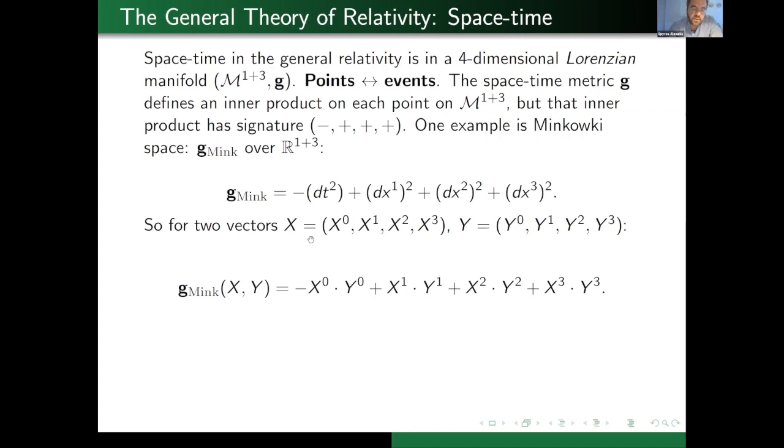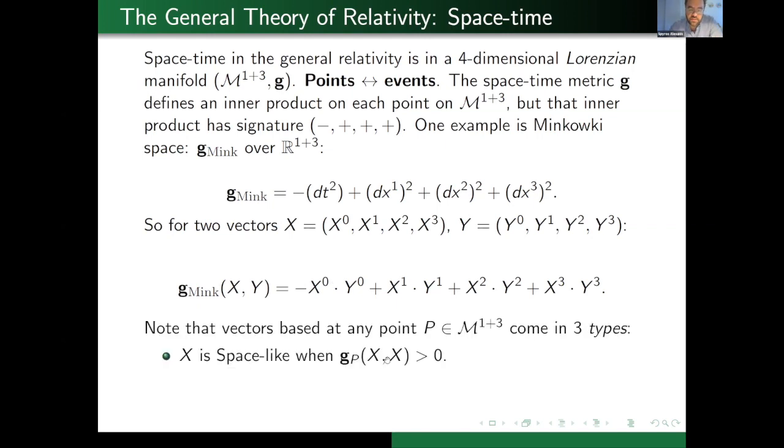To make it very explicit, if we have two vectors whose components in these directions are x and y, the dot product is that. In particular, it makes sense to take the dot product of a vector with itself, and there are three types of vectors. At any point, we look at a vector and consider its dot product with itself. If that is a positive number, it's called space-like, and that's Riemannian. In Riemannian geometry, every vector has this property.